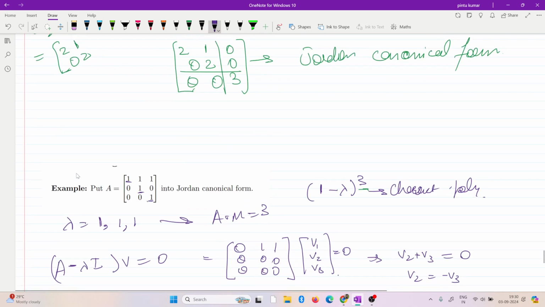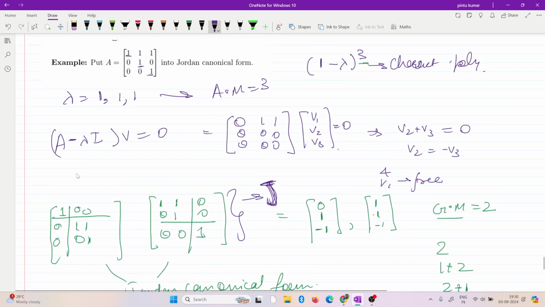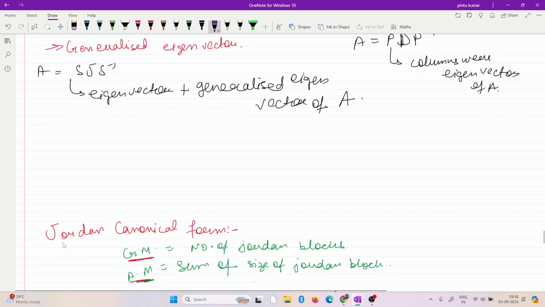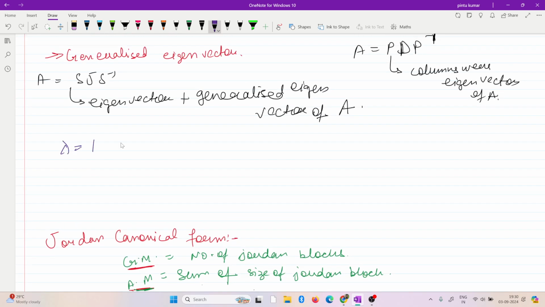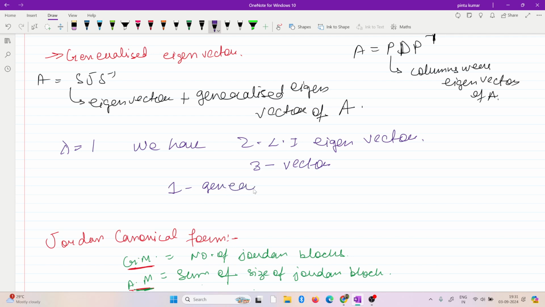So let's take this example, whatever we did. For this example, for lambda is equal to 1, we have 2 linearly independent eigenvectors, right? But in order to find its decomposition, we wanted 3 vectors. So we will find one generalized eigenvector.